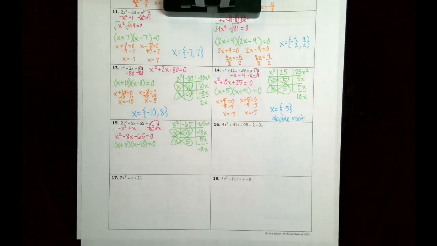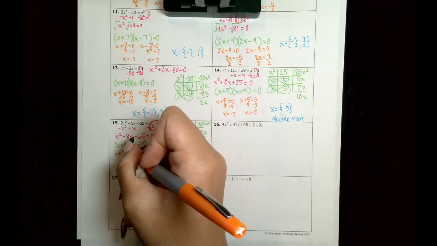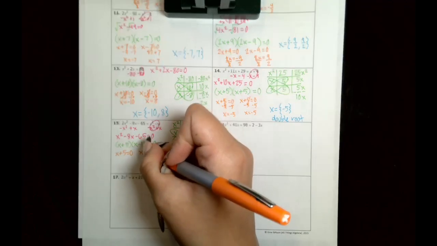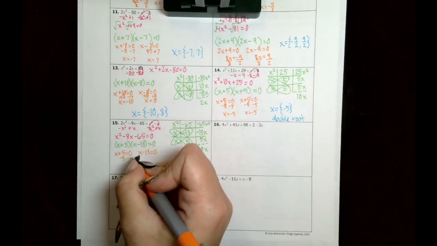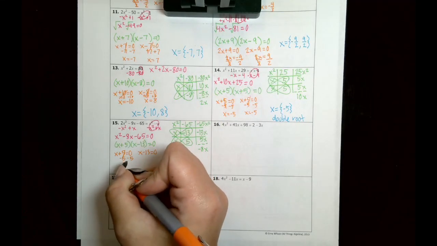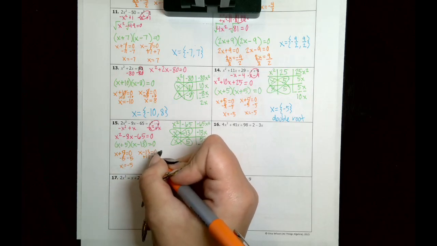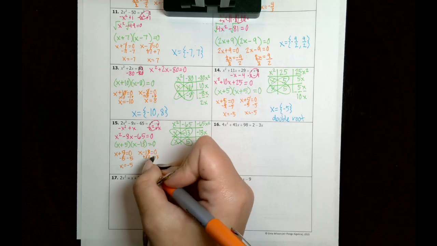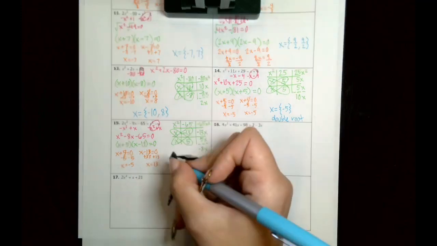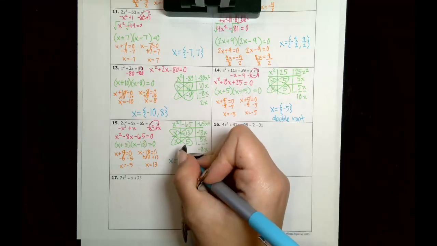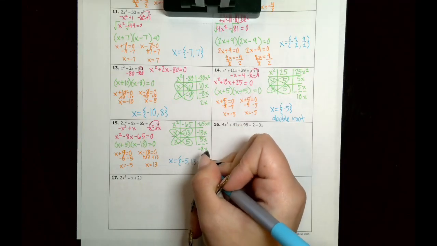And then we have to set both of these equal to 0 individually. So x plus 5 equals 0, x minus 13 equals 0. We have to subtract 5 from both sides. So that cancels out, and x equals -5. Add 13 to both sides. That cancels out, x equals a positive 13. So our solution set is x equals -5, 13.